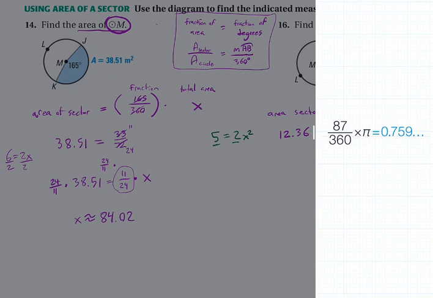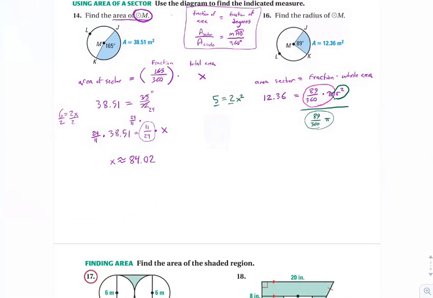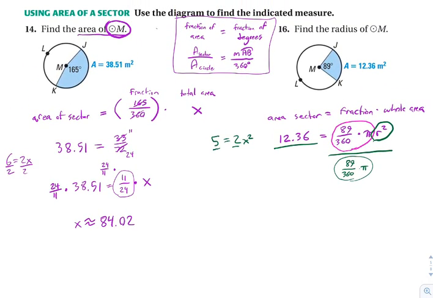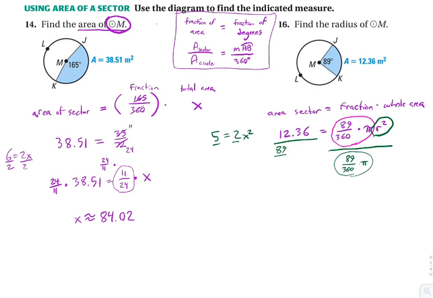So it's about 0.759. You could plug it in a calculator and use that decimal, but I'm just going to leave it as is for now. So I'm going to divide both sides by that, 89 over 360 times pi. So I'm dividing 12.36 by that.